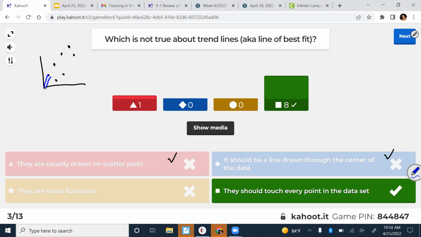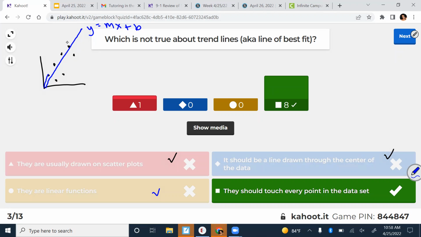Let me retry that because I messed up. It's important that it's a straight line that goes through the center of the data. It's a linear function because it makes a straight line. We use the formula y equals mx plus b, so that's true. It is not important, though, that they touch all the data points. Sometimes they don't even touch any of the data points. Sometimes it just goes right through the center and that's it. So that's that about trend lines. Any questions about that?